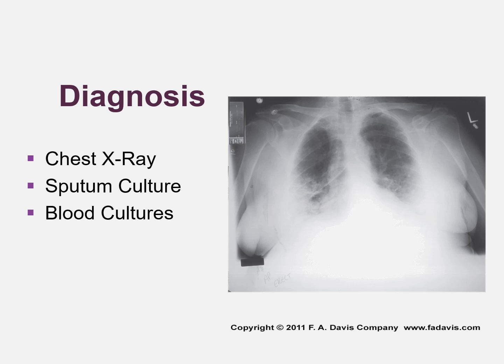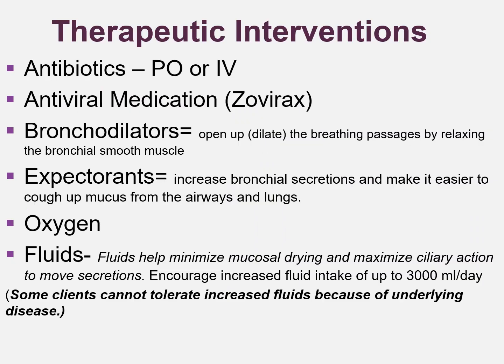Diagnosis for pneumonia is usually done with a chest x-ray, a sputum culture, and blood cultures. The patient's going to definitely receive antibiotics, PO or IV. If it's caused by a virus, they'll receive something called Zovirax, which is an antiviral medication. Or they may be given bronchodilators to open up or dilate the breathing passages and the bronchial smooth muscle.